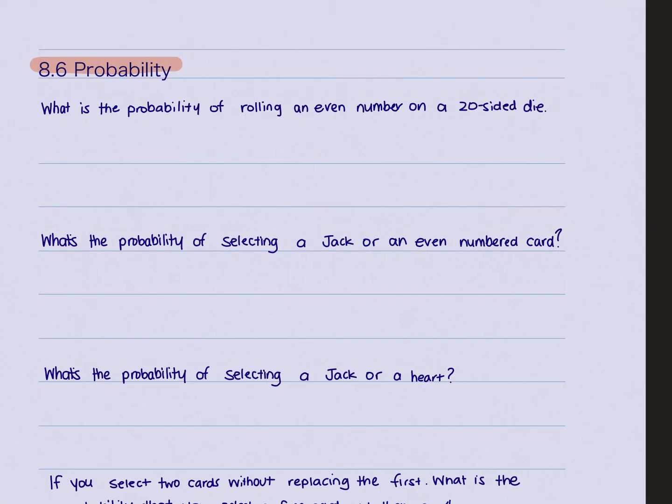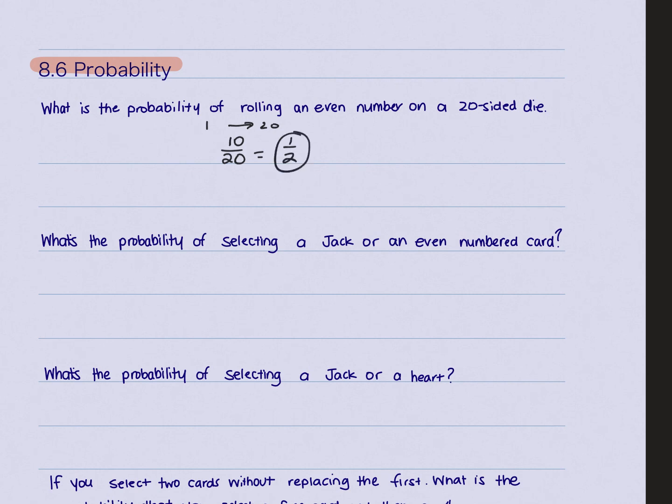And 8-6, what's the probability of rolling an even number on a 20-sided die? So a 20-sided die obviously goes from 1 to 20. And 2, 4, 6, 8, 10, 12, 14, 16, 18, 20 are all even, which is half of my die, 10 out of 20, or 1/2.